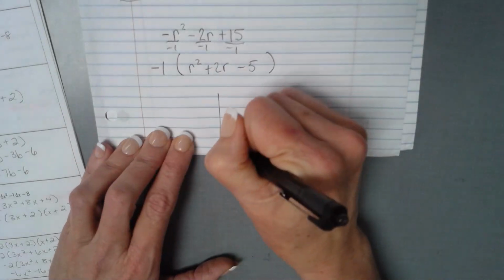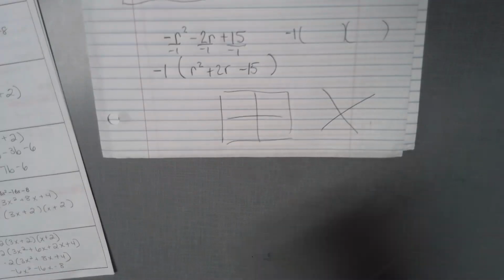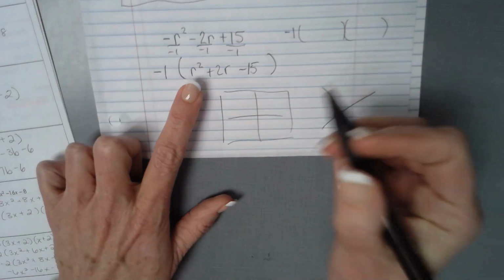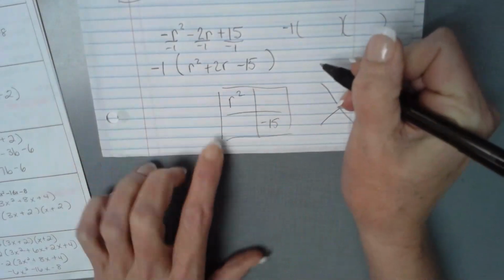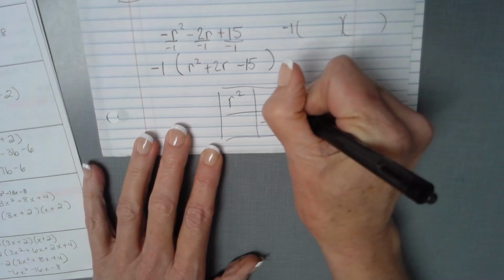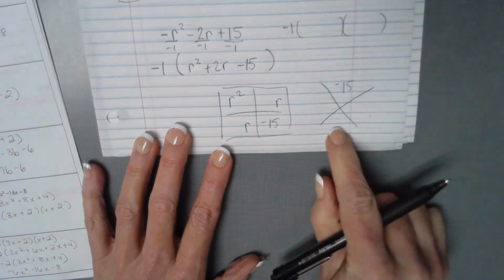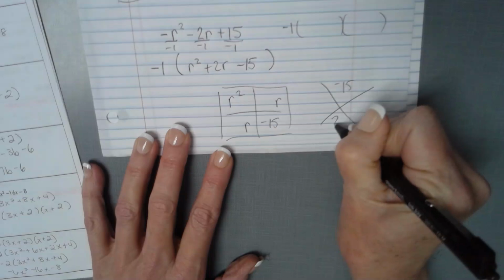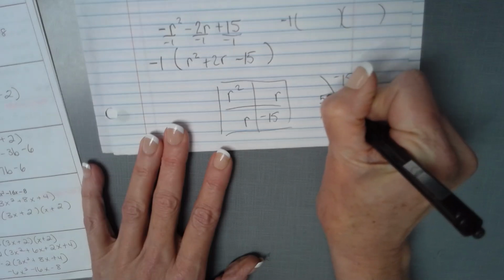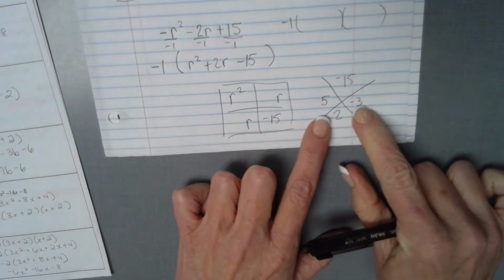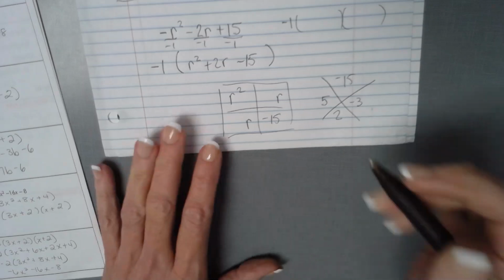Now you are ready to do a 2 by 2 box for this right here, and I'm going to demonstrate from the beginning. R squared, first term, first slot. -15, last term, last slot. I'm going to go ahead and put the r's here. When I multiply, I get a -15. I am adding to get to 2. We already gave up the magic numbers. The magic numbers are +5 and -3. Why? Because when I add, I get a +2. When I multiply, I get a -15.